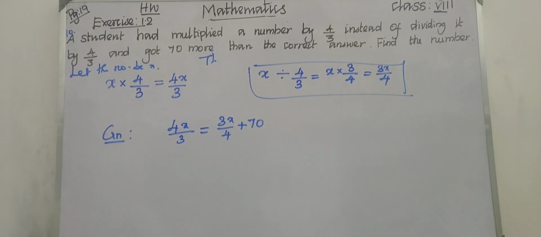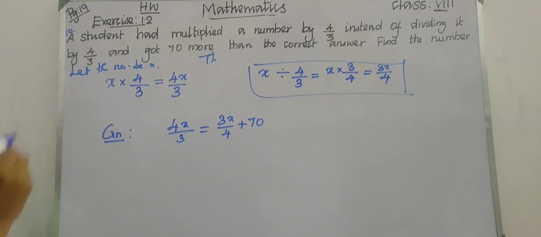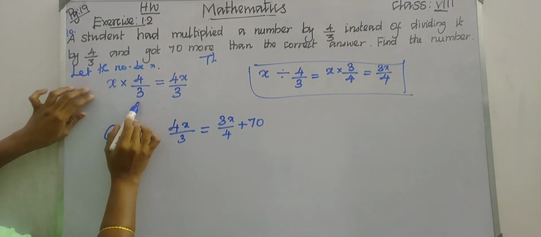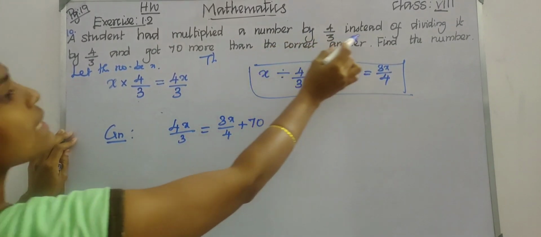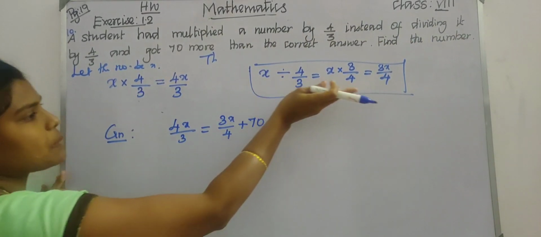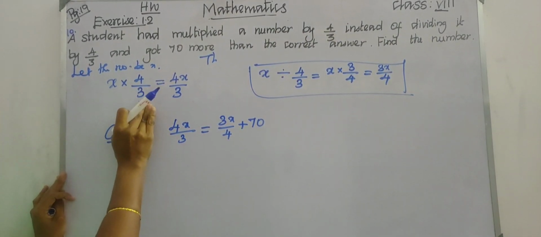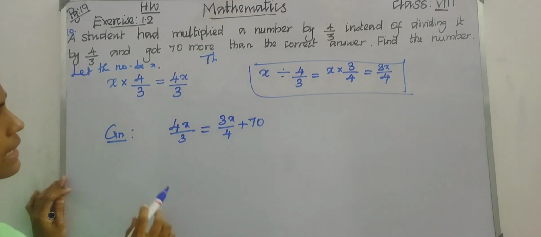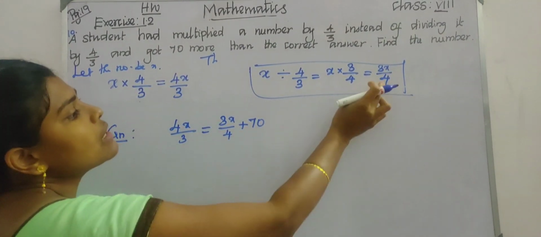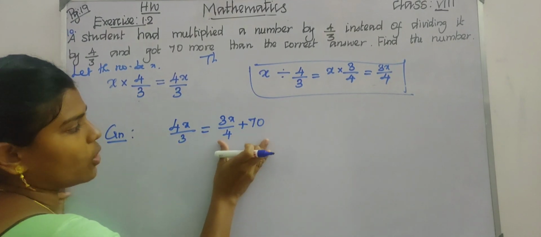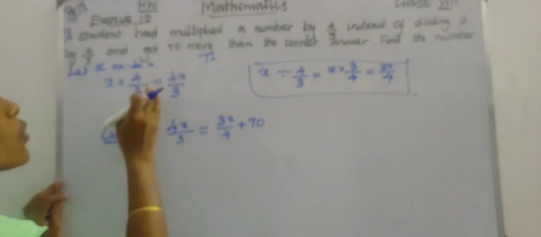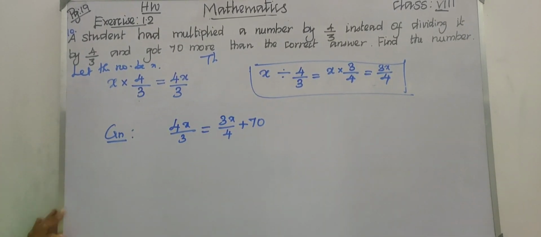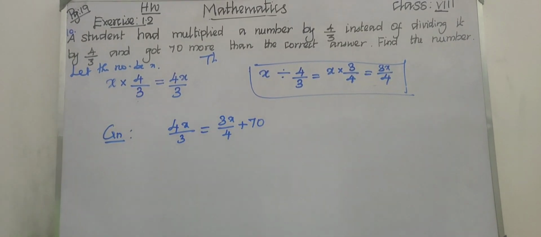Okay children, have you all understood? Simply what is given? A student had multiplied a number by 4 upon 3, that is 4x upon 3, okay, instead of dividing it by 4 upon 3, they multiplied. Dividing it by 4 upon 3 and got 70 more than the correct answer. This one is the correct answer, so 70 more than the correct answer they got. They multiplied, that is 4x upon 3 equal to 3x upon 4 plus 70, okay, you need to solve by keeping x on one side and other whole numbers on another side.